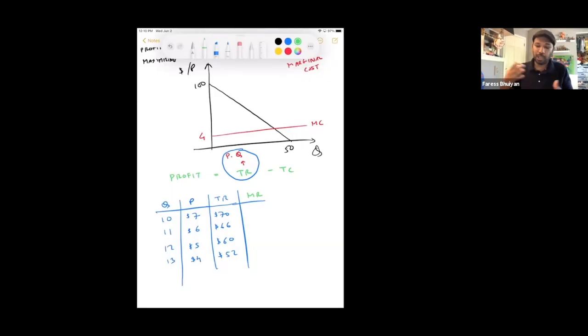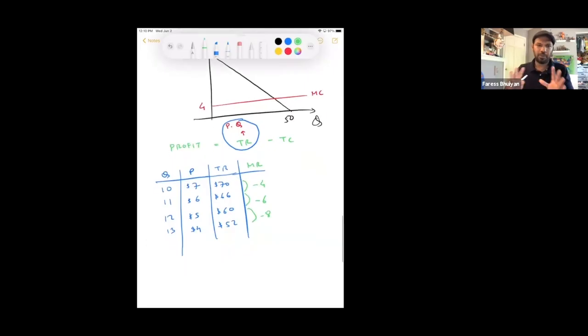How did the revenue change when we went from 10 to 11? Well, this change is basically -4. This changes -6. This changes -8. Total revenue actually fell. The more you tried to sell, total revenue fell. Okay. So let's see what's going on. So you can just do it in a table form. This is what it looks like.